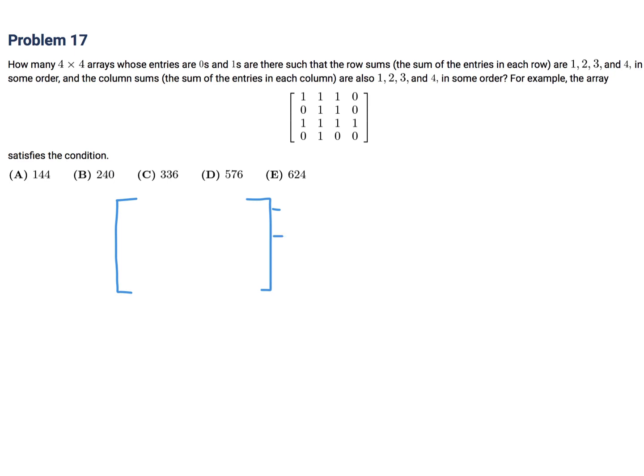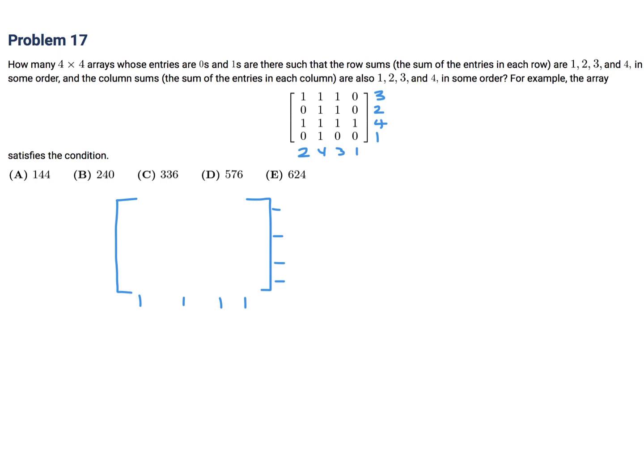We've got 1, 2, 3, 4 rows, and we'll have 1, 2, 3, 4 columns. And each of them has these rules, right? So for example, this row adds up to 3, this adds up to 2, 4, and 1. This column adds up to 2, 4, 3, and 1. So it satisfies the rules. This is just an example that they've given you.